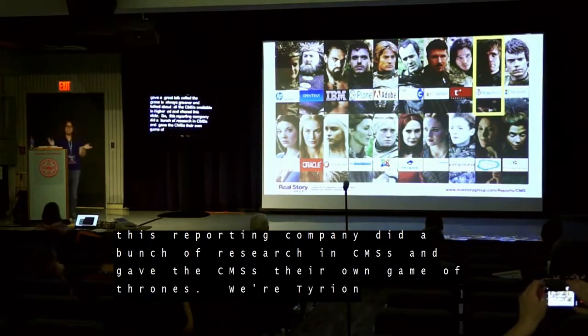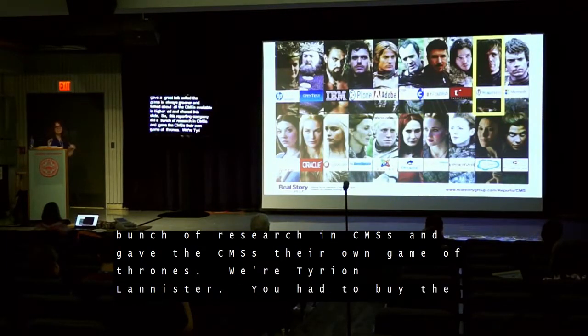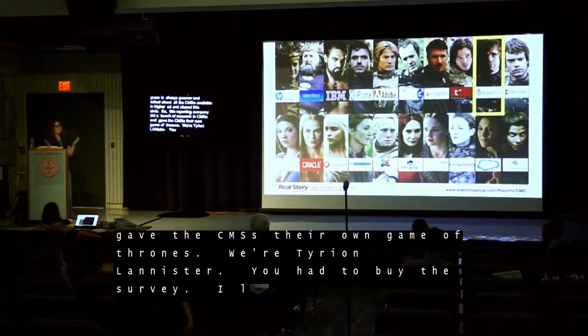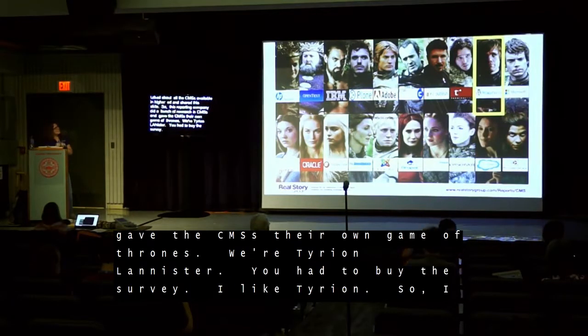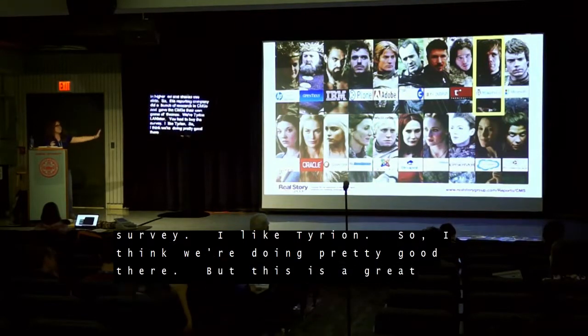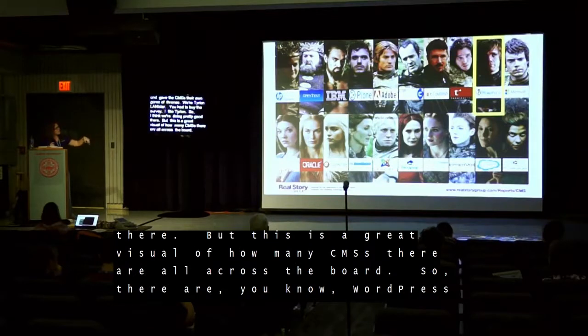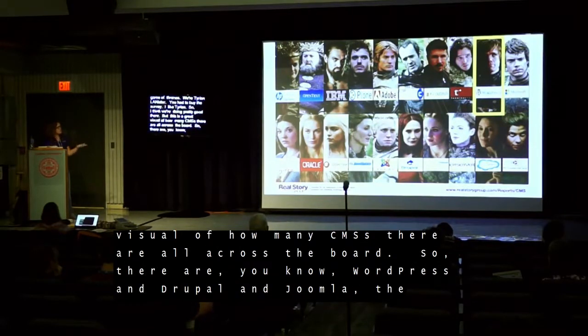You had to buy their survey to figure out why they gave us Tyrion Lannister, so I don't know exactly their reasoning, but that made me laugh. I like Tyrion, so I think we're doing pretty good there. But this is also a great visual of how many CMSs there are across the board. There are WordPress and Drupal and Joomla, which are open source. And pretty much most of the rest, not all of the rest, but a lot of these are proprietary ones that you pay for.